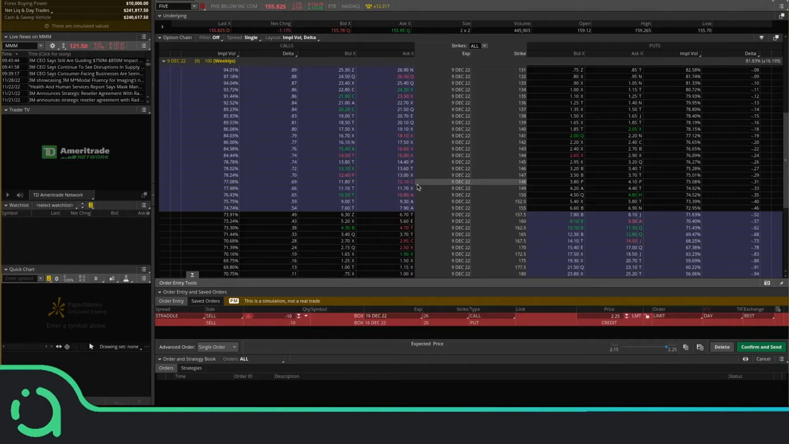If you want to reduce your risk exposure, my recommendation is to either size down the trade and trade fewer straddles, or to find a stock with a lower share price so that the cost of the straddles is less.